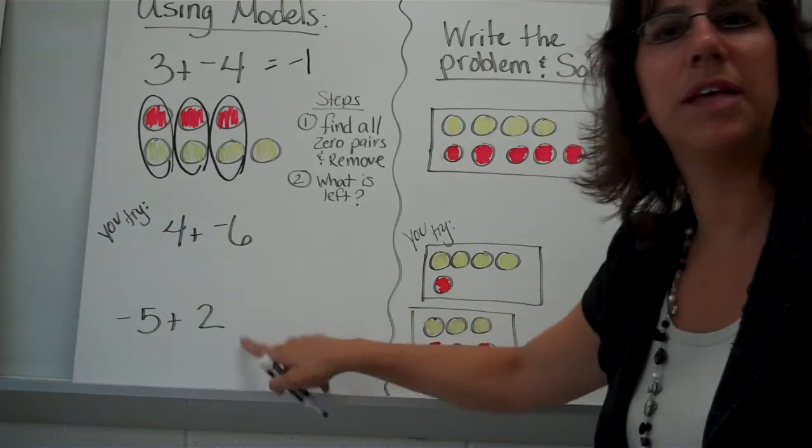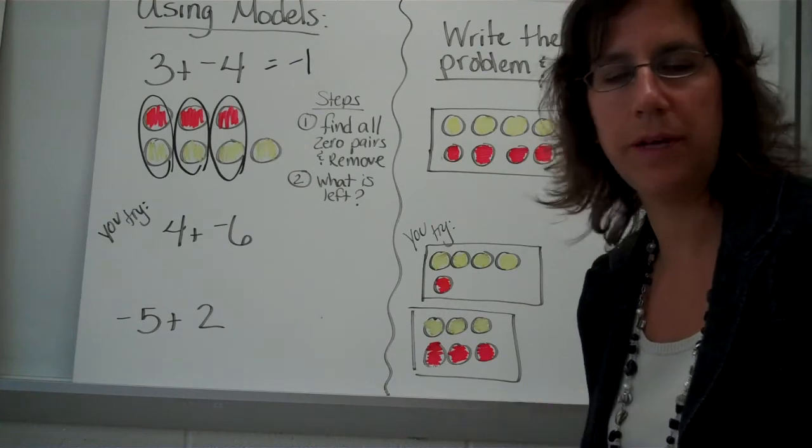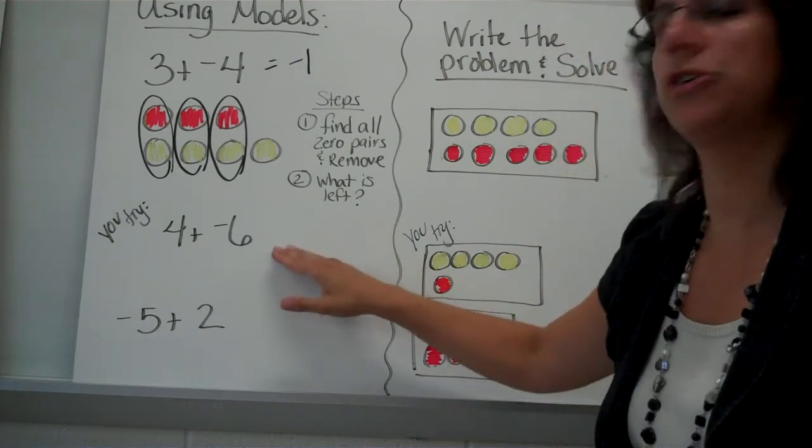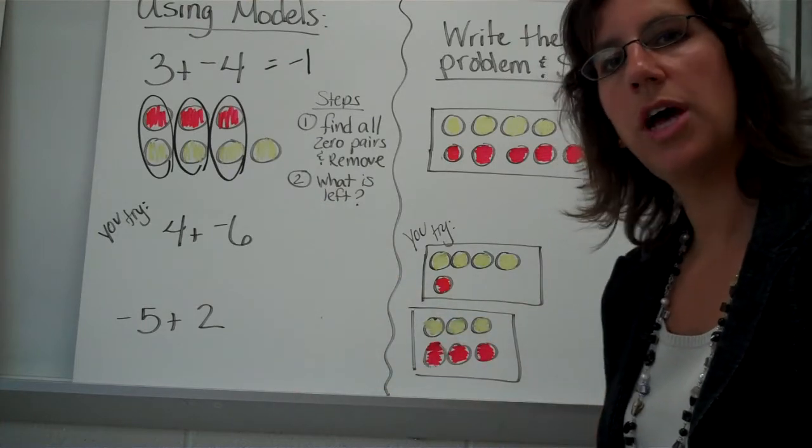Go ahead and try these two examples. Pause the video, draw pictures for them, use your crayons, your colored pencils, whatever it is that you have. Draw a picture for each one, find out all the zero pairs, and see what's left. Go ahead and you try.